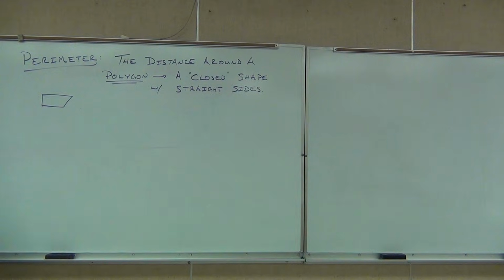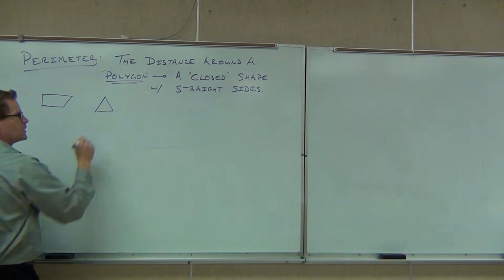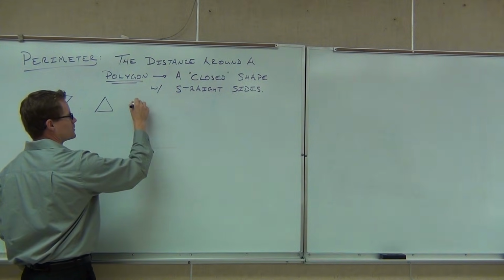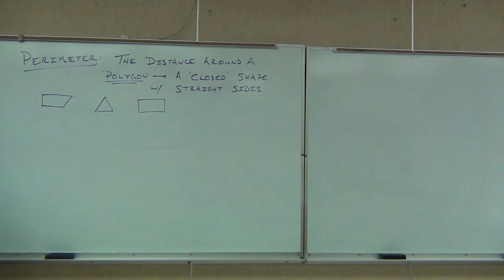And you've seen lots of polygons. You've seen things like triangles. Those are polygons. This is a weird looking shape, but it's still a polygon. Rectangles. Anything that has straight sides and is closed in, we call a polygon.